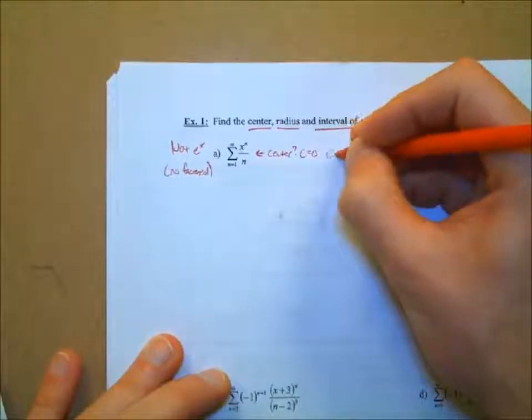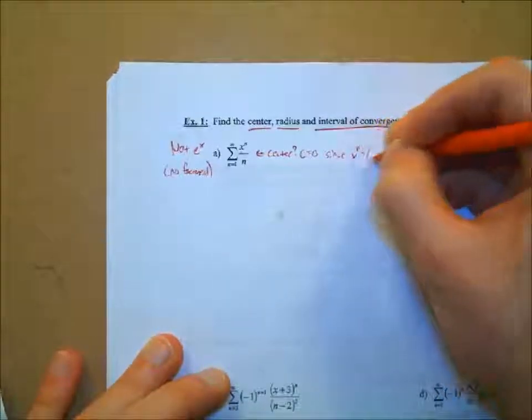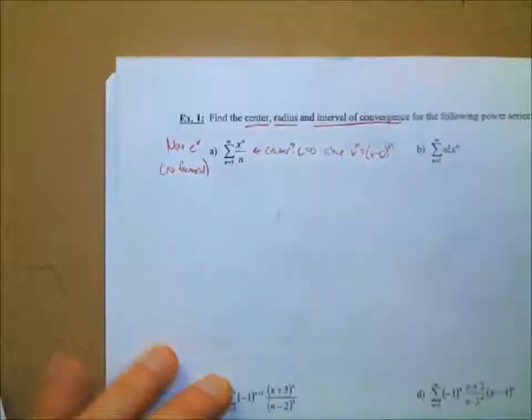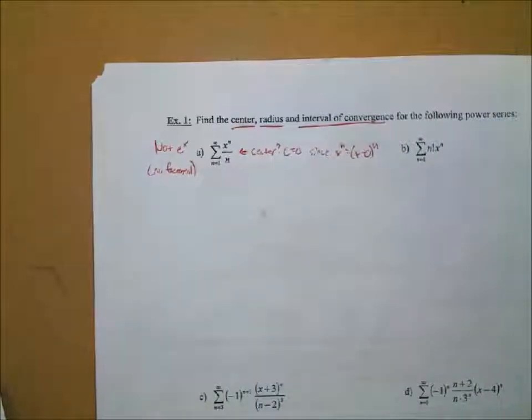Since x to the n equals x minus 0 to the n. So we just see there that x is not being shifted left or right at all, right? There's no number adding or subtracting to it. So we just have that shifted 0.